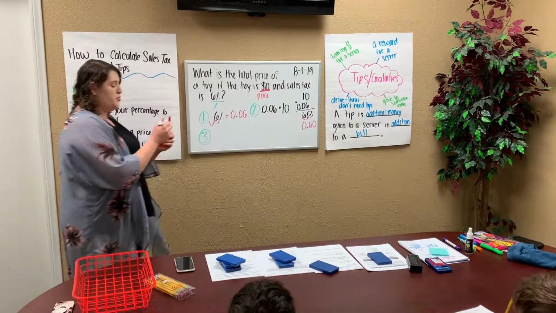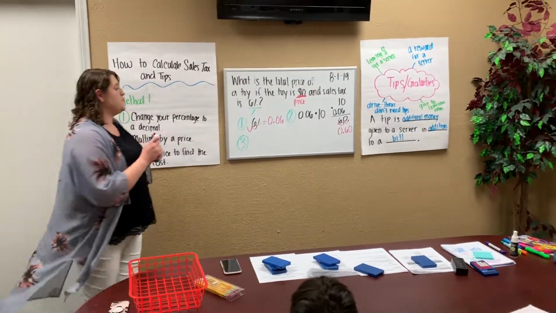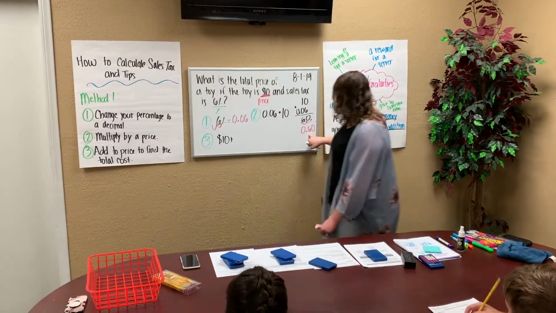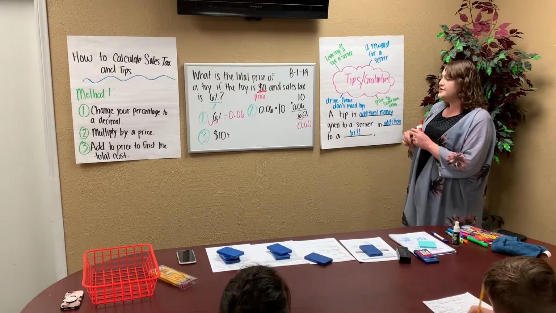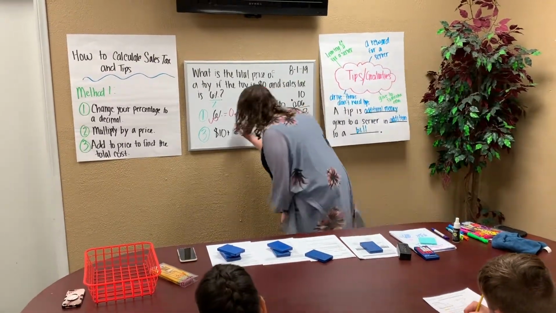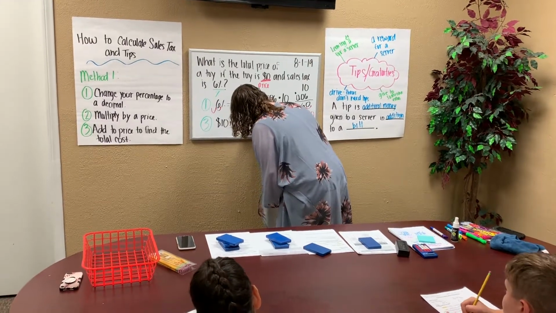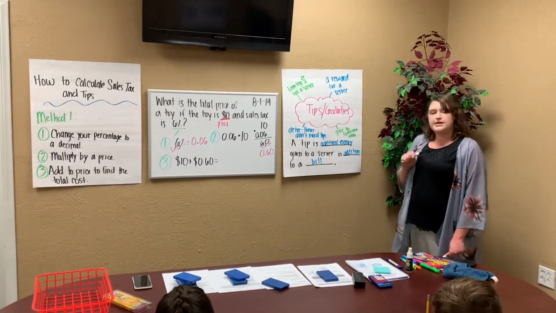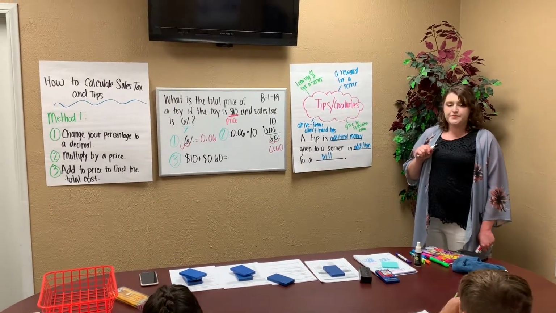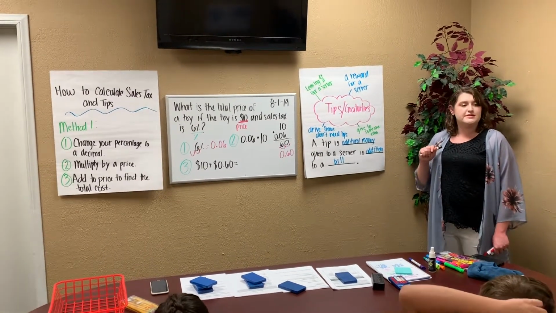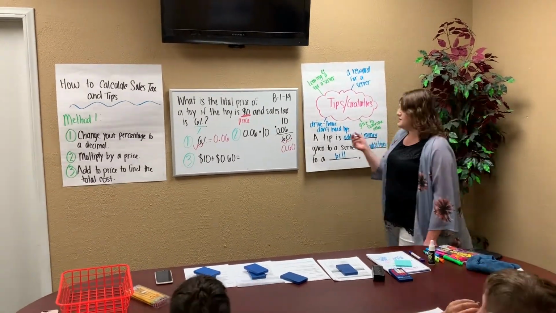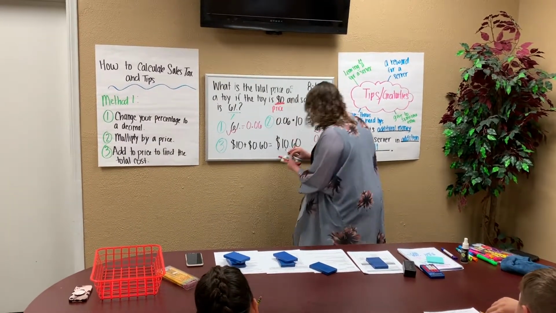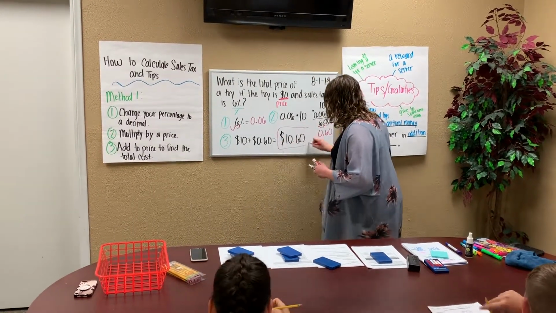My last step is I'm going to add to my price to find the cost. So what was my original price? $10. And what this 0.60 is, it's really like 60 cents, because that's how much I'm going to pay in tax. So all I'm doing is $10 plus 60 cents. What's $10 plus 60 cents? $10.60. There wasn't really much adding on that one. So this is $10 and 60 cents.